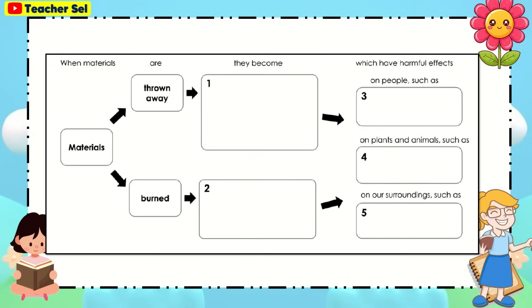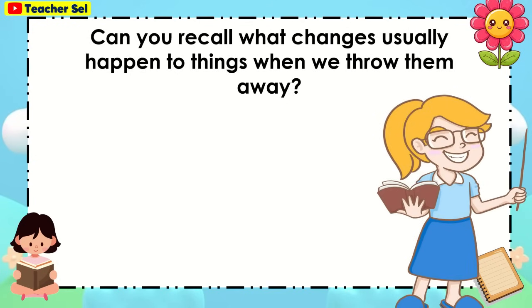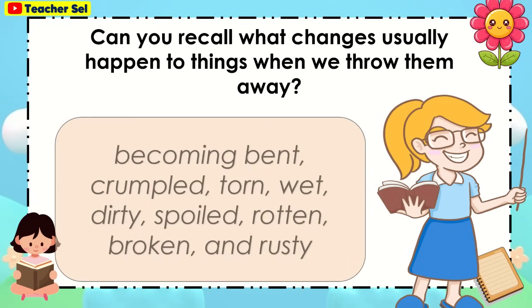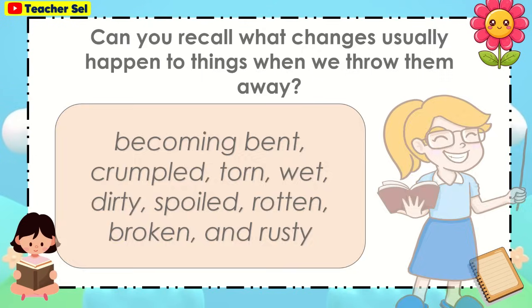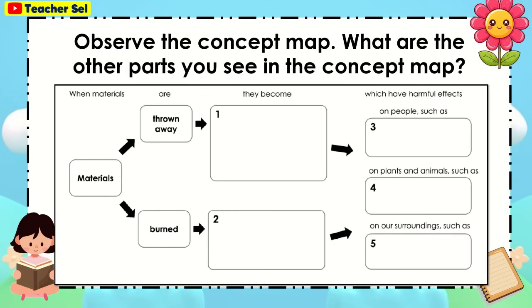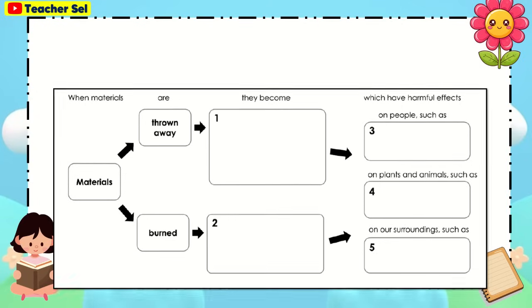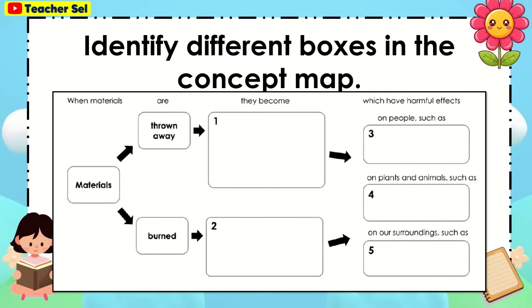When materials are thrown away, they become blank. Can you recall what changes usually happen to things when we throw them away? Becoming bent, crumpled, torn, wet, dirty, spoiled, rotten, broken, and rusty. Observe the concept map. What are the other parts you see in the concept map? Identify different boxes in the concept map.